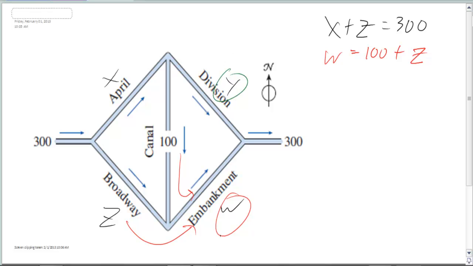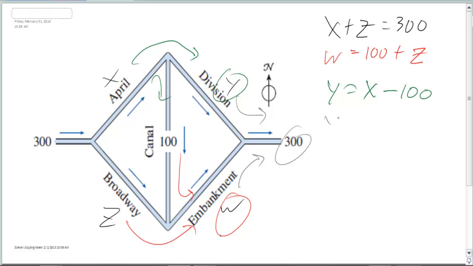How do cars get onto Y? Well, it's the number of cars coming from April, because the only way they can get there is coming around here. But they're going to lose 100 cars. So it's the amount of cars on April minus 100. So there's that equation. Now, we also know we got this 300 here, so let's make an equation for that. We know Y and W, when we put those together, those have to equal 300.